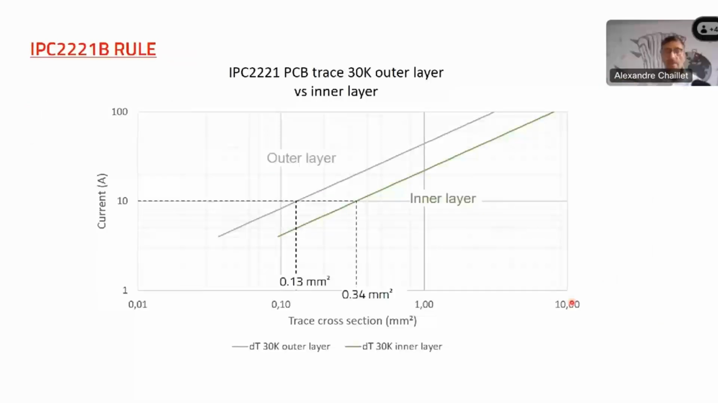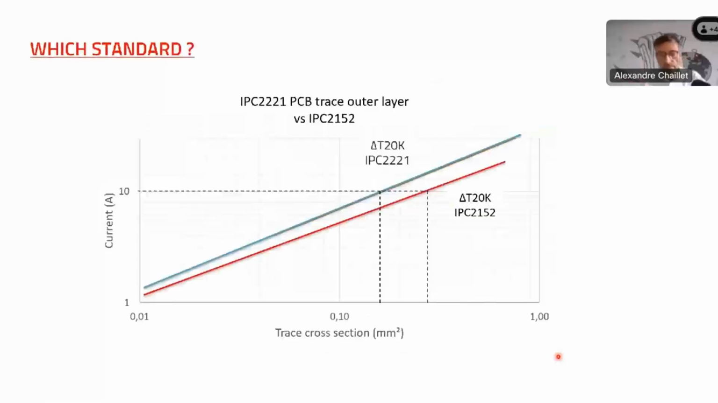Concerning outer and inner layers, I made this small curve. There is the trace cross-section on the x-axis and the current on the y-axis. If you use the formula for the outer layer, then for 10 amps, you will have 0.13 square millimeter. Then, if you put your trace inside of the PCB, you will have to design a higher cross-section for the same current. Obviously, if you're on the outer layer, you will have more thermal exchange with the environment and, of course, with the air through convection and radiation.